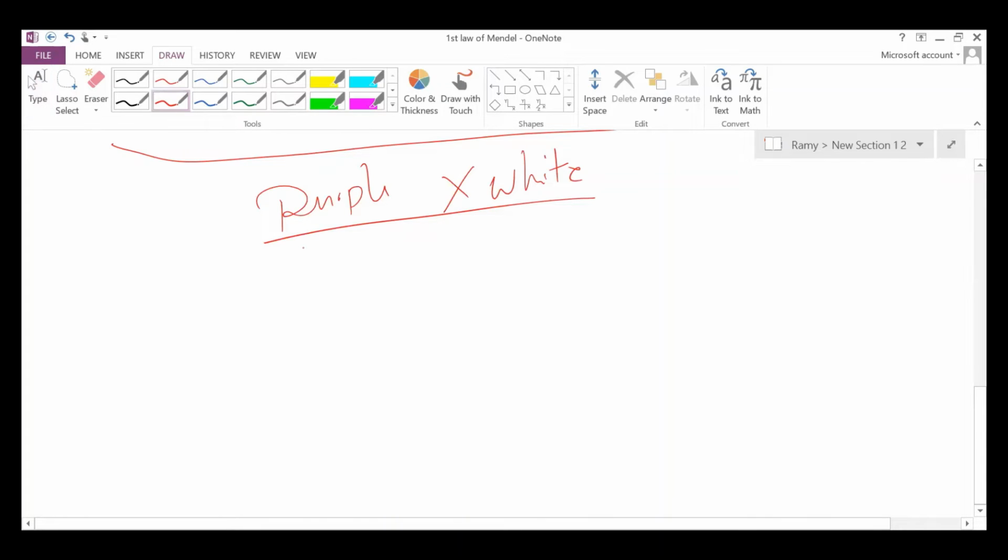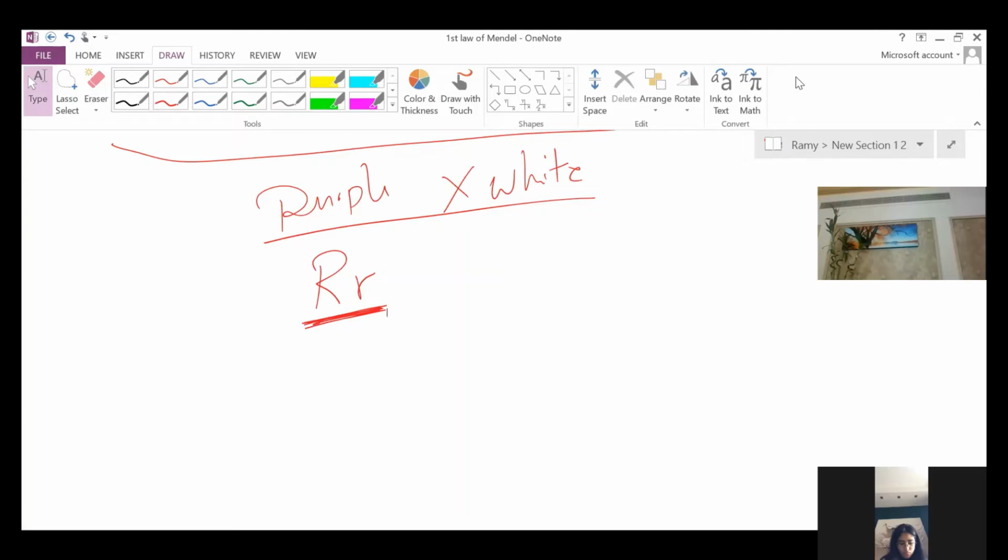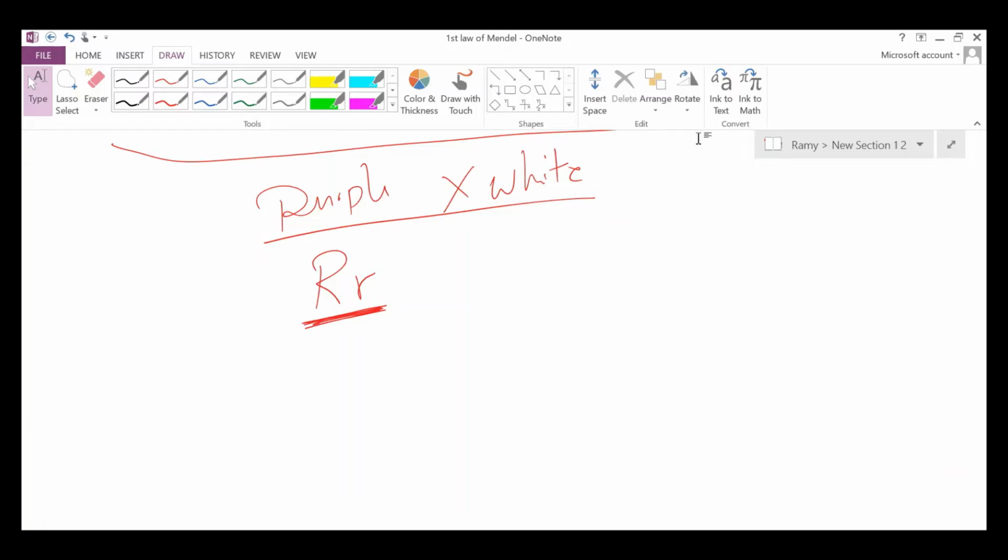Okay. So purple, let's say R capital, R small. Is this homozygous or heterozygous? Who is going to tell me? Heterozygous. Good. Muhammad Ayman. So R capital, R small, heterozygous or hybrid. So with white, it is R small, R small. Very simple. This is the parents.